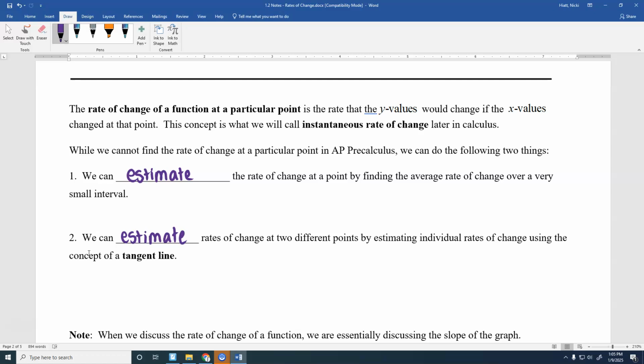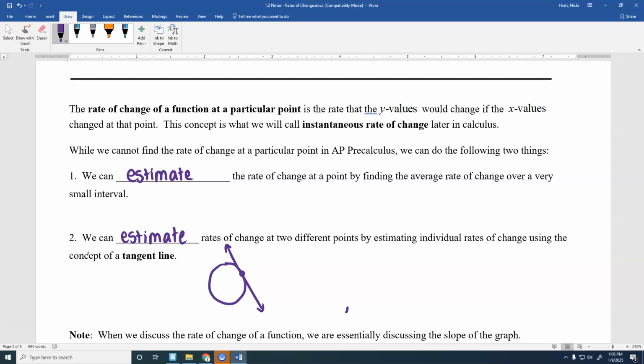The concept of a tangent line, you should have heard this in Math 3. When you heard tangent lines in Math 3, it was with circles. So if I have a circle, what does a tangent line look like? What do you think, James? Right, you touch the edge of the circle just at one point. So it just brushes up against the circle, right? So the idea of a tangent line can apply to more than just circles.